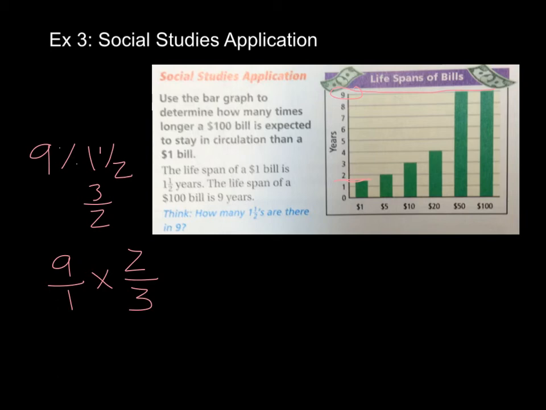I can cross cancel here as well, which again makes my multiplication much easier. 3 goes into itself 1 whole time, and 3 goes into 9 3 times. Now let's multiply. 3 times 2 is 6 over 1, or 6. So that means that the $100 bill is expected to stay in circulation 6 times longer than a $1 bill.